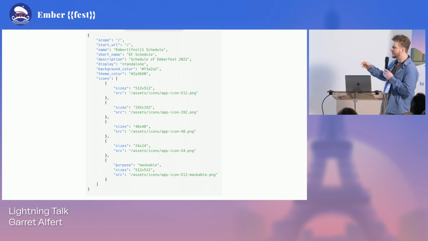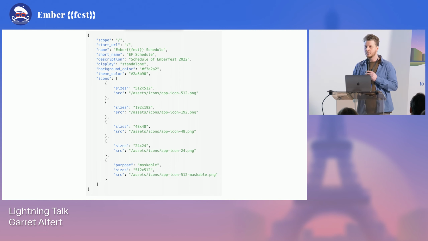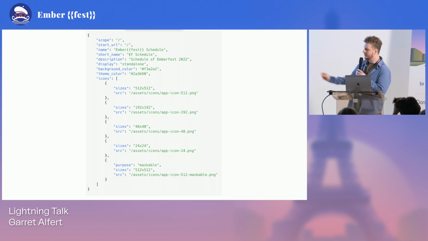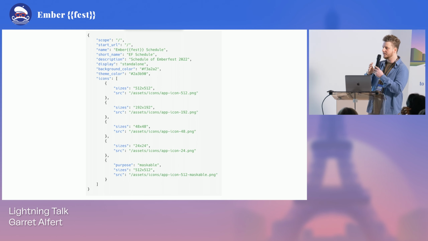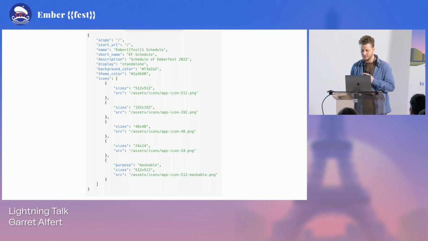There's more that you can define. There can also be device-specific ones, like different ones for Apple and Android. And for example, the maskable one at the bottom is for Android, because it might create a round icon or other shapes.